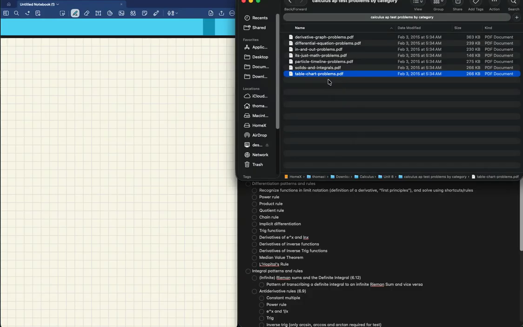So a c where f prime of c equals the slope of that is the average slope. So that belongs into this. To note here in summary, one of the limitations of table chart problems is that you cannot determine increasing, decreasing, or concavity criteria just from being given a table of some values.